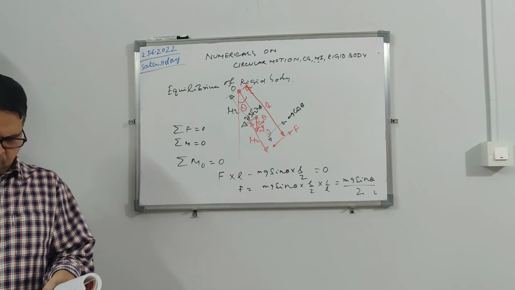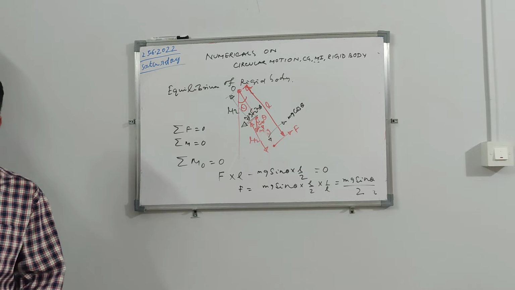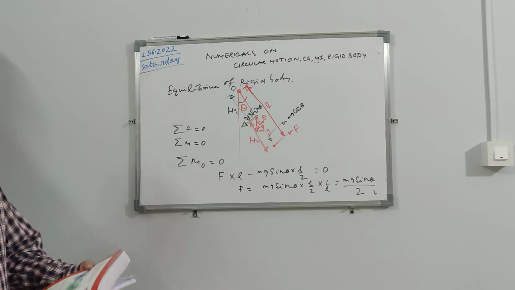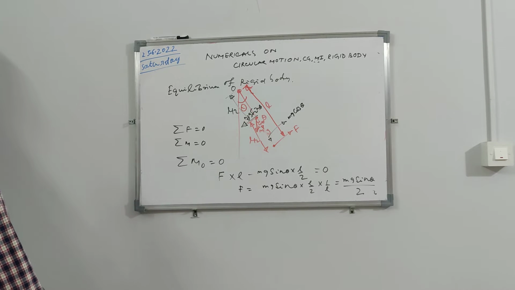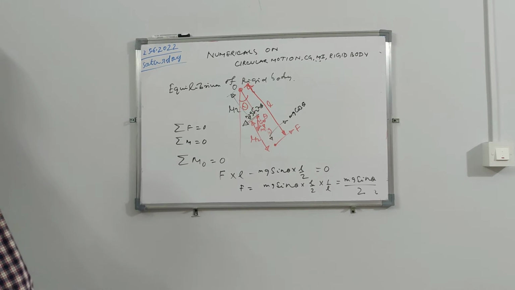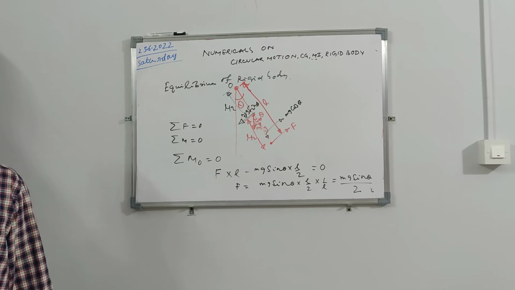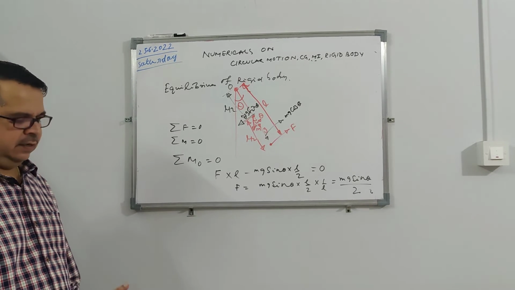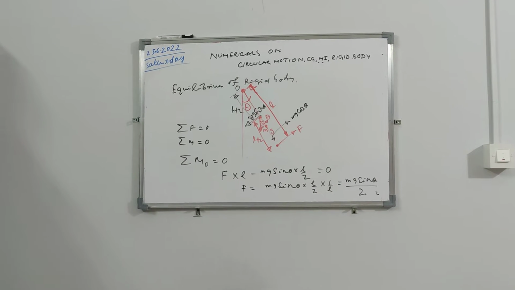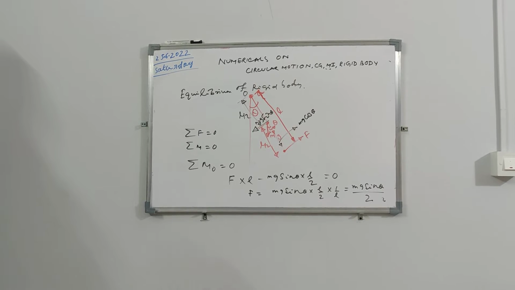If you apply a force of mg sin theta by 2, it will stay in equilibrium. Otherwise it will try to fall down. You can take a picture of this, then we'll go to the next numerical.